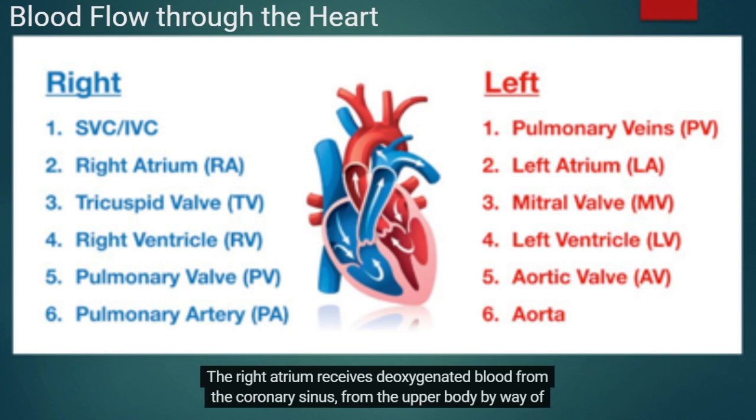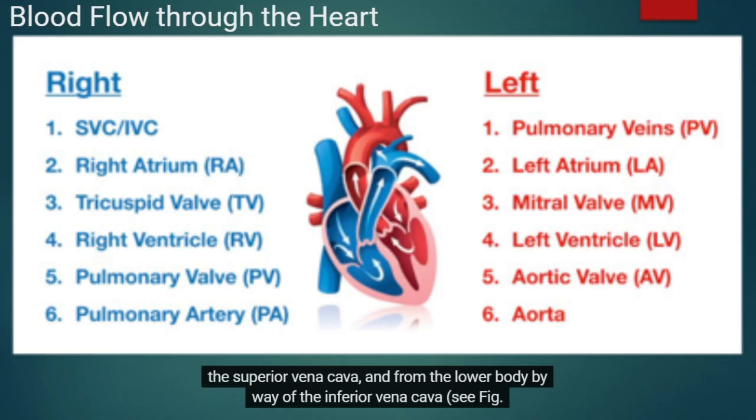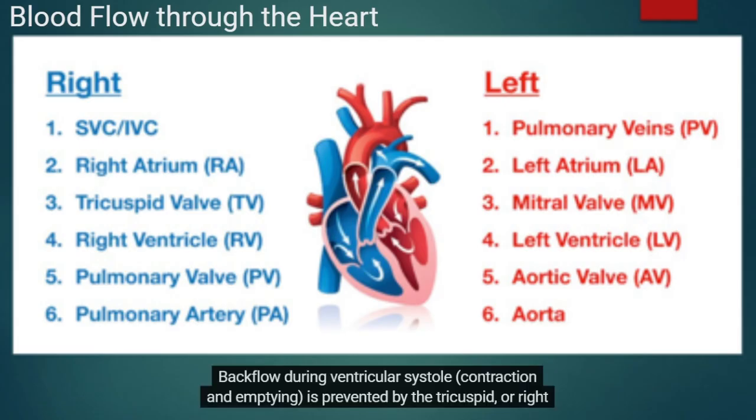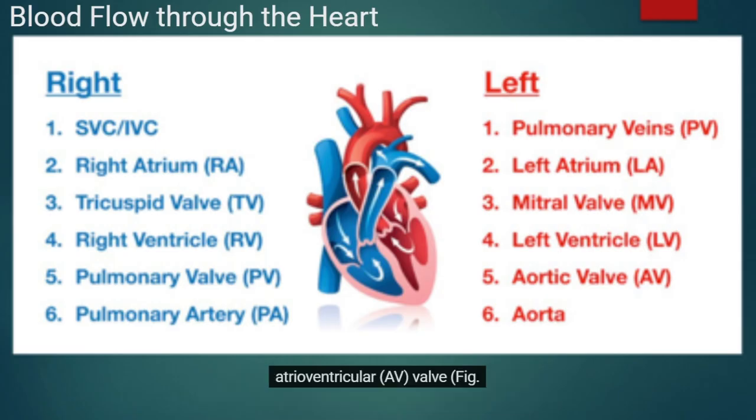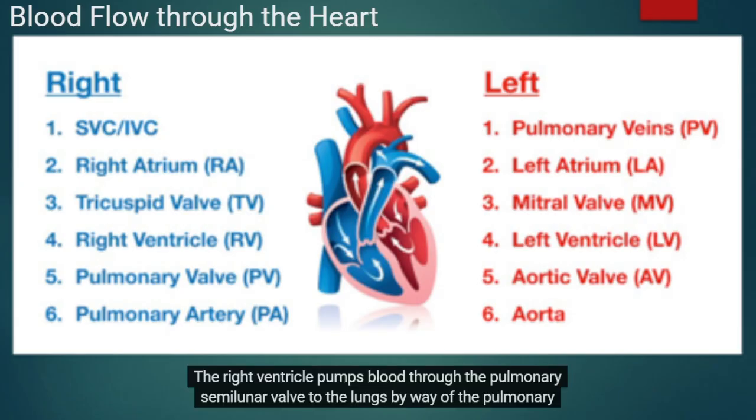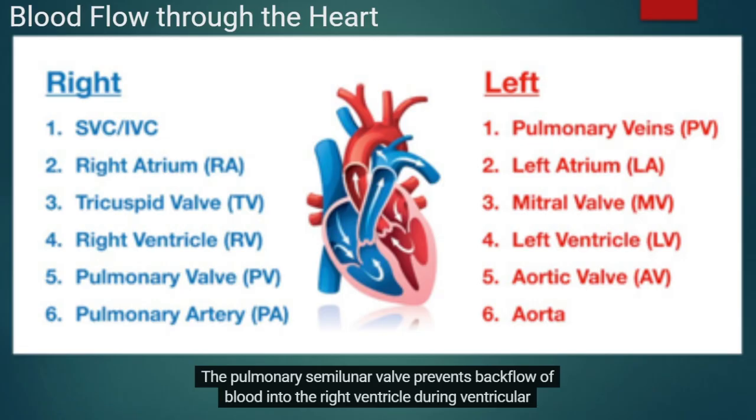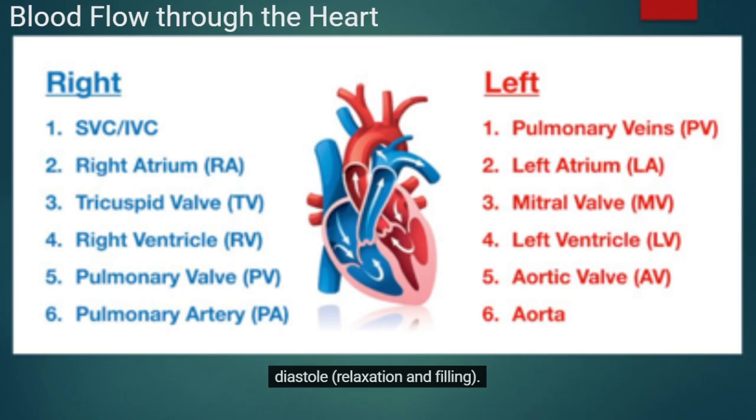The right atrium receives deoxygenated blood from the coronary sinus, from the upper body by way of the superior vena cava, and from the lower body by way of the inferior vena cava. See Fig. 21.1. This blood flows from the right atrium through the tricuspid valve into the right ventricle. Backflow during ventricular systole, contraction, and emptying is prevented by the tricuspid, or right atrioventricular AV valve. Fig. 21.2. The right ventricle pumps blood through the pulmonary semilunar valve to the lungs by way of the pulmonary trunk and arteries. The pulmonary semilunar valve prevents backflow of blood into the right ventricle during ventricular diastole, relaxation, and filling.